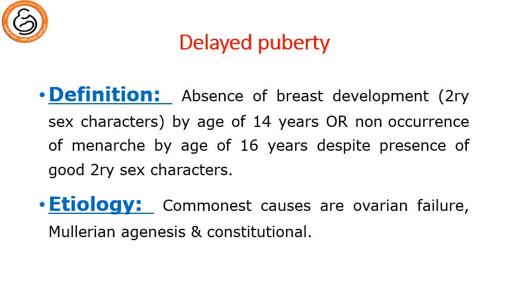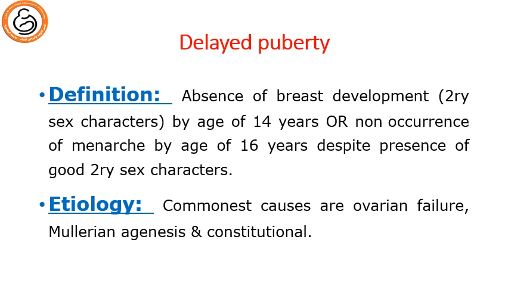Now for delayed puberty. It is defined as absence of breast development, which is a secondary character, by the age of 14 years, or non-occurrence of menarche by the age of 16 years despite presence of good secondary sex characters. So we have two ages: either absence of secondary sex characters and absence of menarche till the age of 14, or occurrence of secondary sex changes but no menarche till the age of 16.